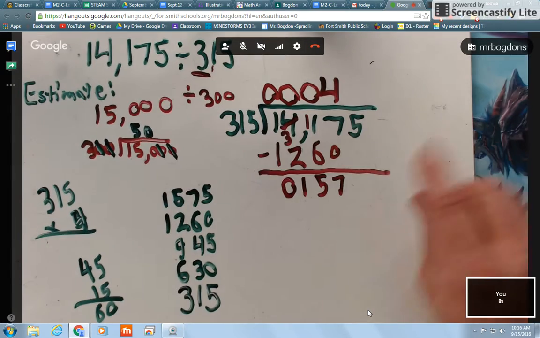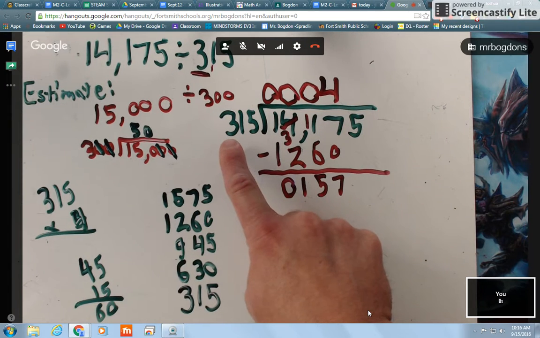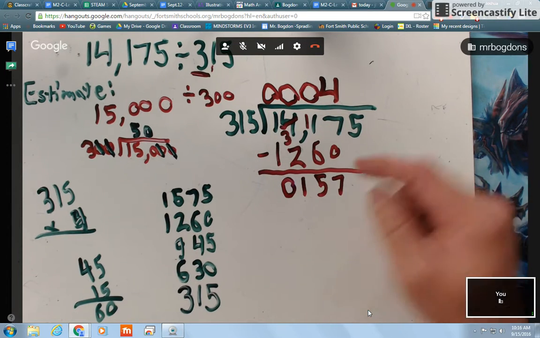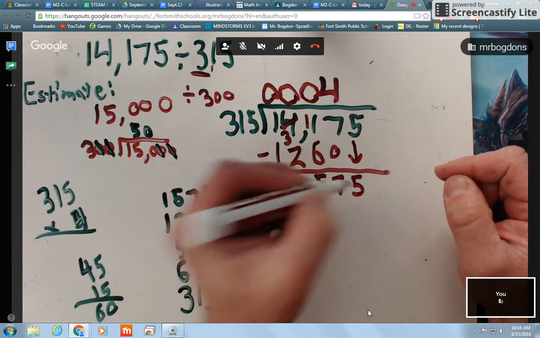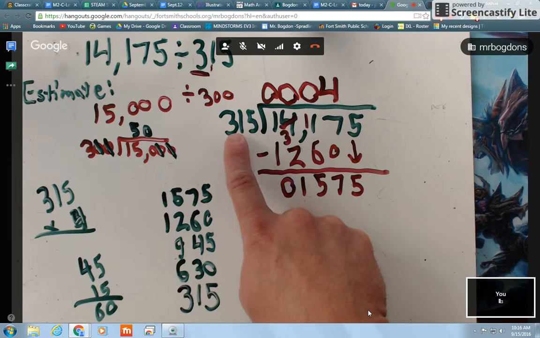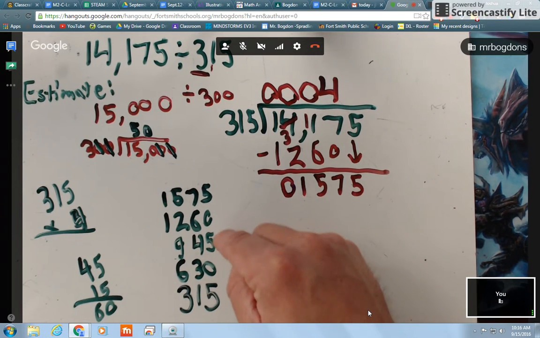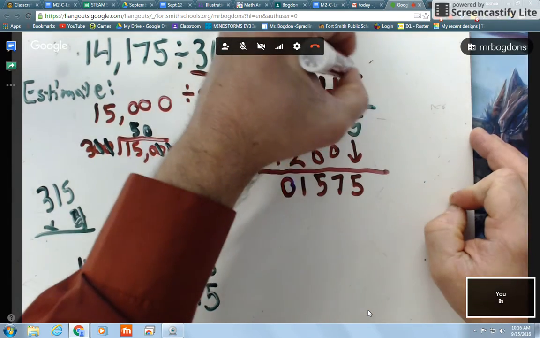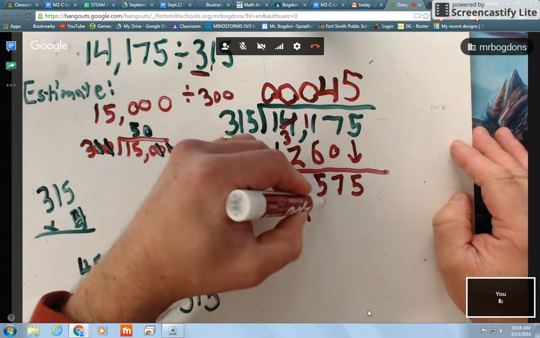Okay. Is my new answer smaller than 315? Yes, I know it is because I picked the exact right multiple. Okay, now I need to bring down the 5. How many times will 315 go into 175? 1, 2, 3, 4, 5. Multiplication tower to the rescue again. Now I multiply 315 times 5.